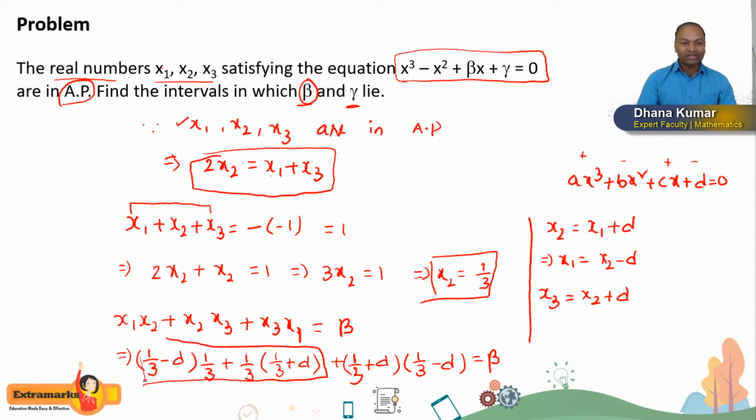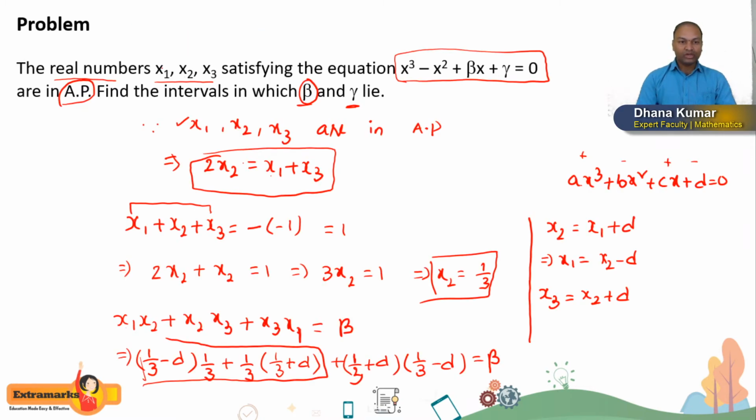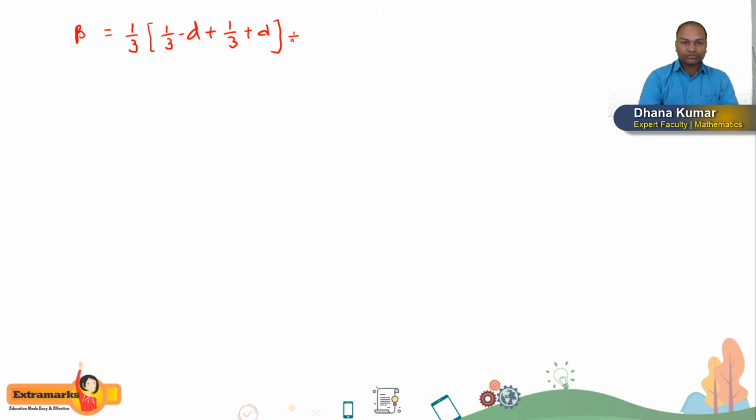In these two, the common term is 1 by 3. Let us see the next slide. Beta is equal to 1 by 3, I am taking common. The remaining value will be 1 by 3 minus d plus 1 by 3 plus d. Is it correct or not? You check it if you want. Fine. Here you see the other part is in the form of a plus b into a minus b. The a plus b into a minus b formula is a square minus b square. Correct now? So 1 by 3 whole square is 1 by 9, minus d square. Okay. So here plus d minus d cancel.